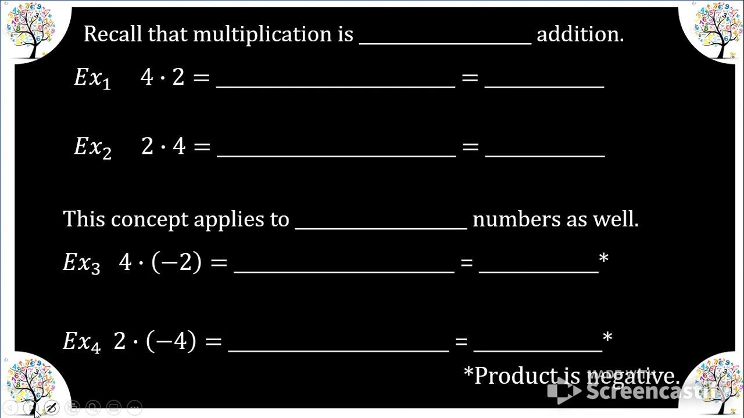So let's just go back to the basics and recall that multiplication is simply repeated addition. So when we have 4 times 2, that means we have 4 2's being added together. So another way to represent 4 times 2 is we have repeated addition of 2's. We have 4 2's being added together, and of course we get 8. Or we can have 2 times 4. So this time we have 2 groups of 4 being added together, and again, we get 8.